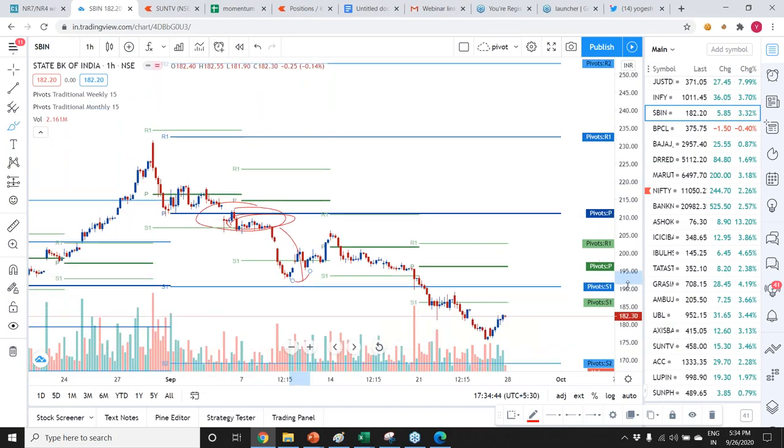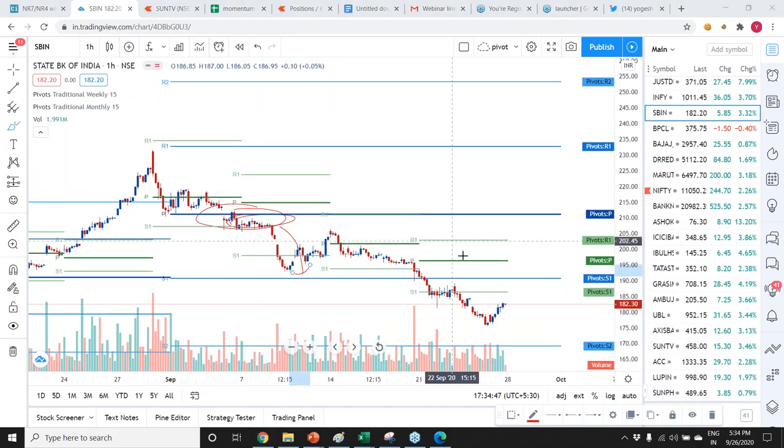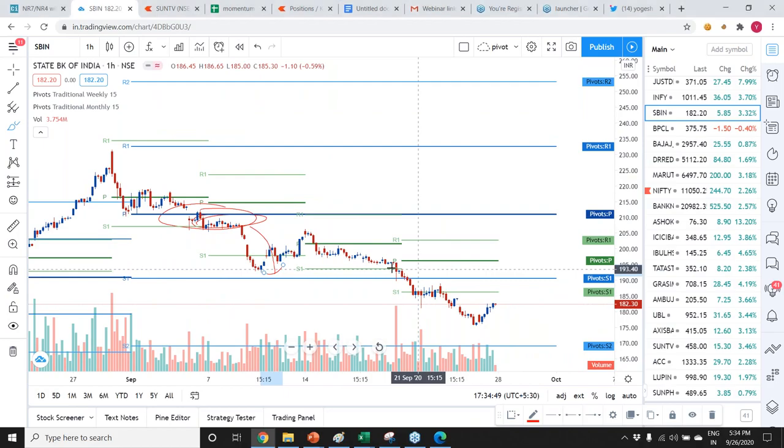Okay. Now see next layer. Can you see here when it broke monthly S1 and kept on sliding? Now it's below weekly S1 also. So there is no way you can go long in this stock.